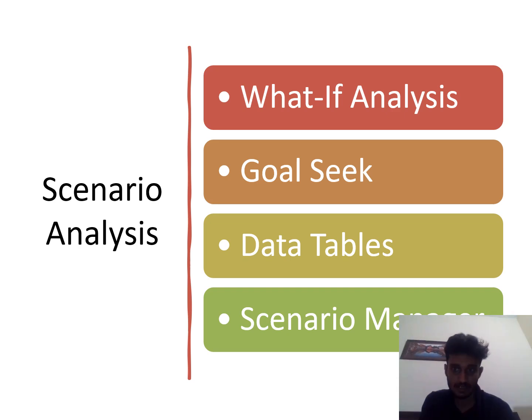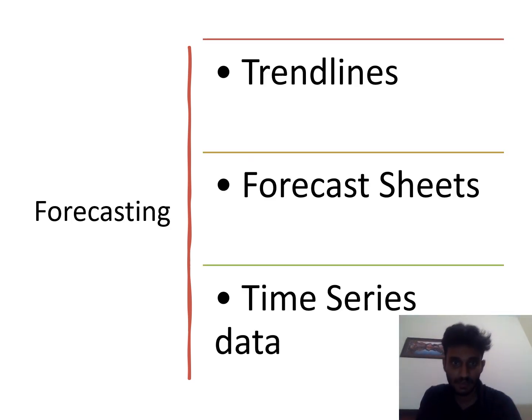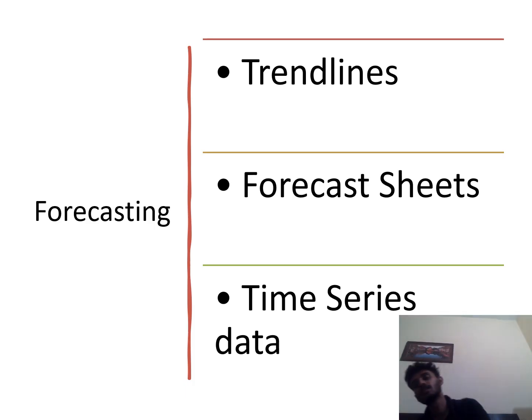Now we discuss slide number 13. Slide number 13 is forecasting. There are three important points. First point is trend lines. Second point is forecast sheets. Third point is time series data. Now we discuss all the points in detail.